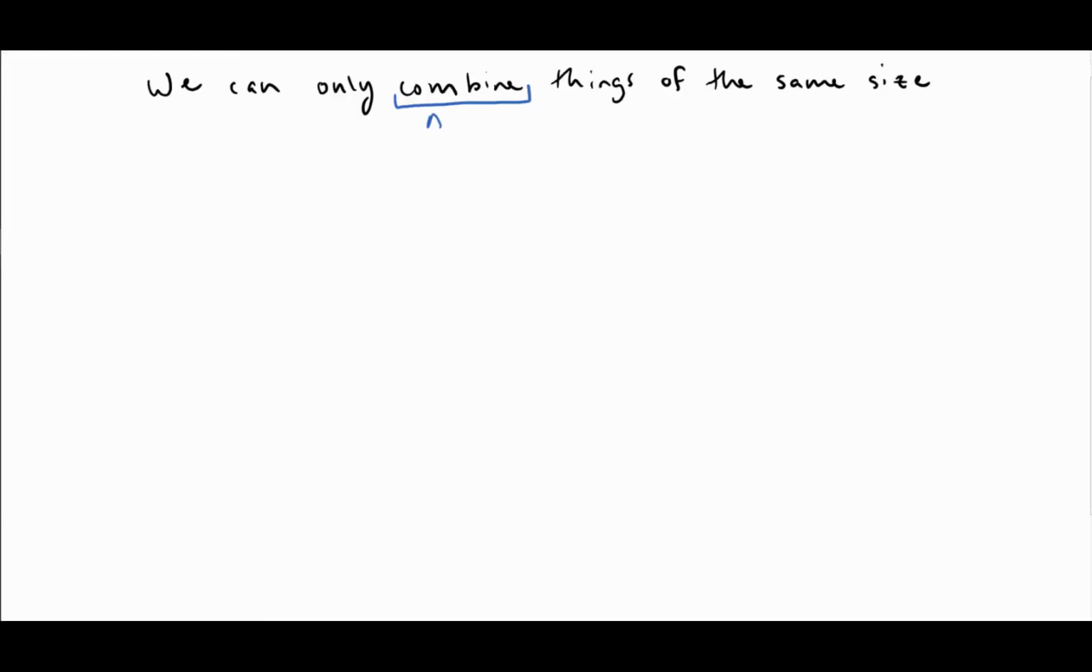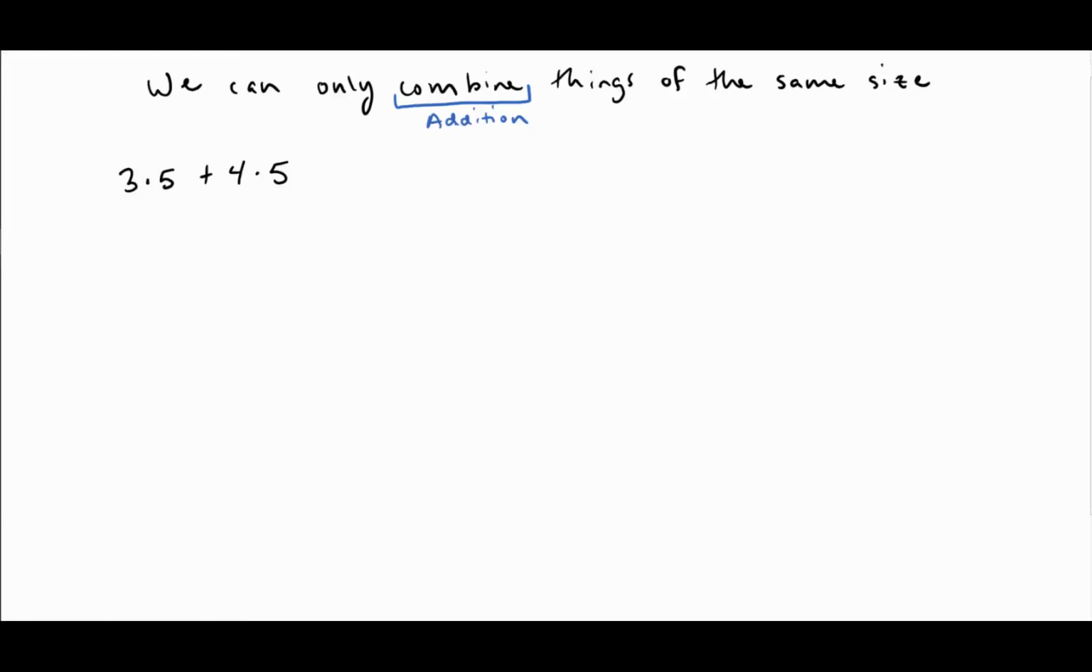When combining like terms, the main thing to remember is we can only combine things of the same size. And let's also keep in mind that when I talk about combining, I'm really talking about addition. What does that mean? Well, let's look at a simple example. 3 times 5 plus 4 times 5.